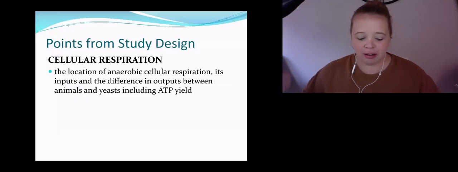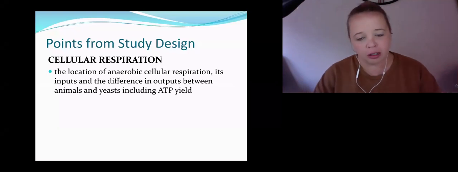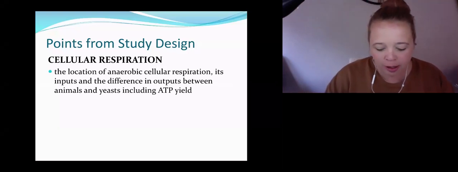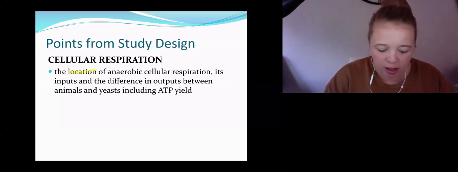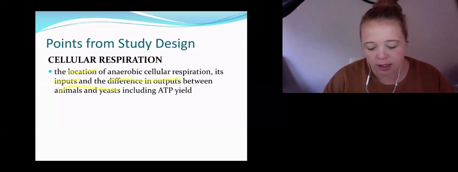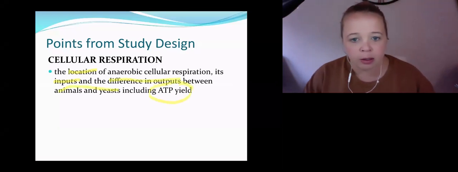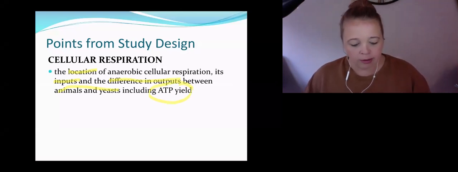Hi guys, we're back on cellular respiration, a lesson on anaerobic respiration. So here's our dot point, and our dot point says that we need to know the location of anaerobic cellular respiration, its inputs, and the differences in outputs between animals and yeasts, including ATP yield. So we're going to look at two different types of anaerobic respiration, and here we go.